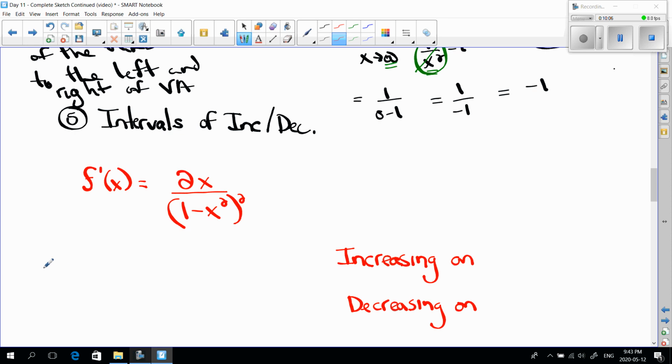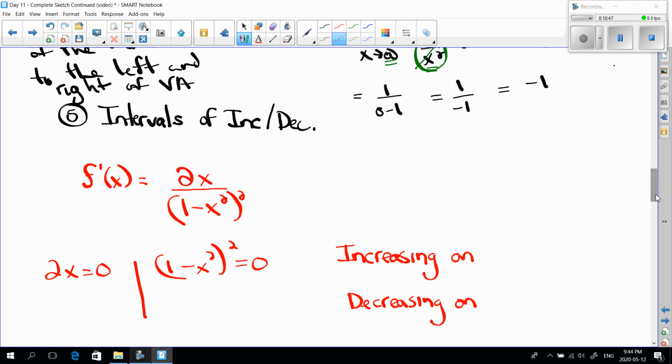What I need to do is find my critical values. To do that, I am going to take the numerator, 2x, and I'll set it equal to 0. And I'm also going to take the denominator, 1 minus x squared to the power of 2, and I'll set it equal to 0. Because, keep in mind that critical values are the values of x that not only make the derivative 0, so whatever makes the numerator 0 would make this whole thing 0, but also are the values of x that make the first derivative undefined. So anything that makes the denominator 0 would also be a critical value.